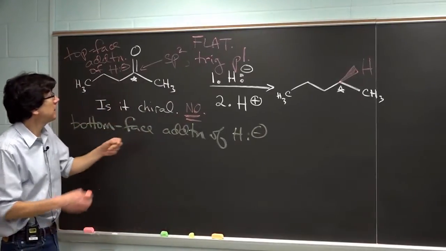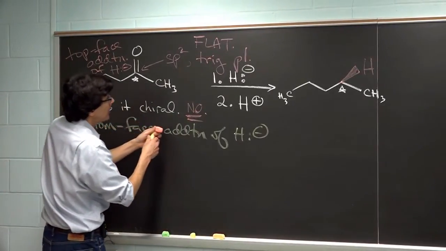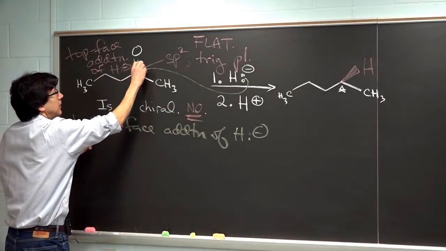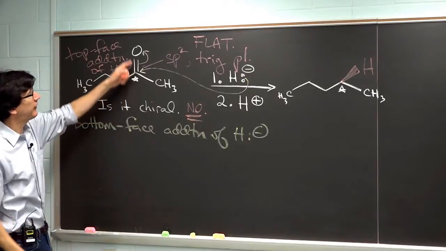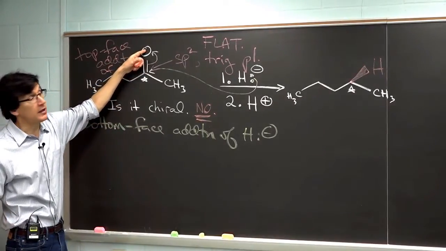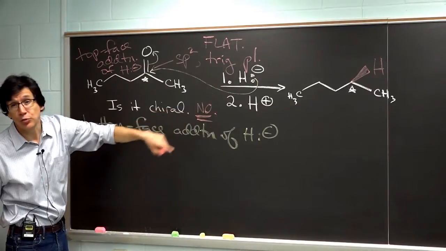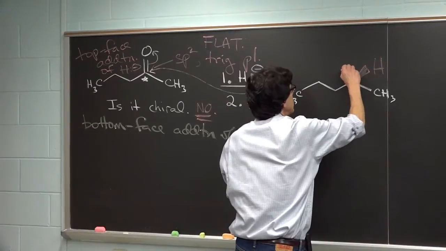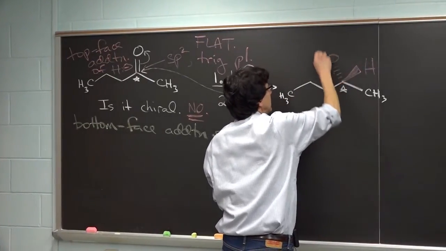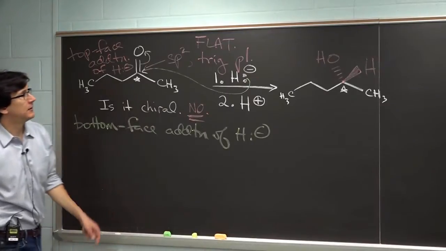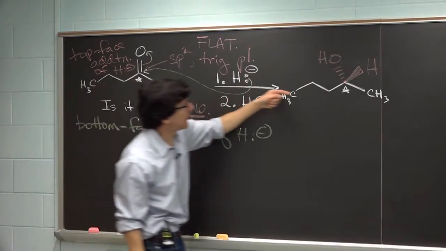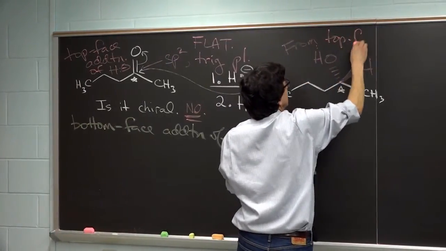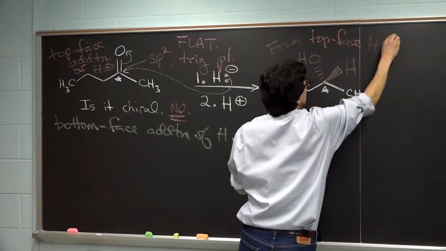Well, what does that mean when hydride adds to this carbonyl? So remember how this works. Here comes hydride, it adds to the carbonyl. This double bond becomes a single bond, and then this oxygen picks up a negative charge. And then in step 2, you protonate that negatively charged oxygen. So the OH group that's going to result is back like that, okay? So this is the product resulting from top face hydride addition.